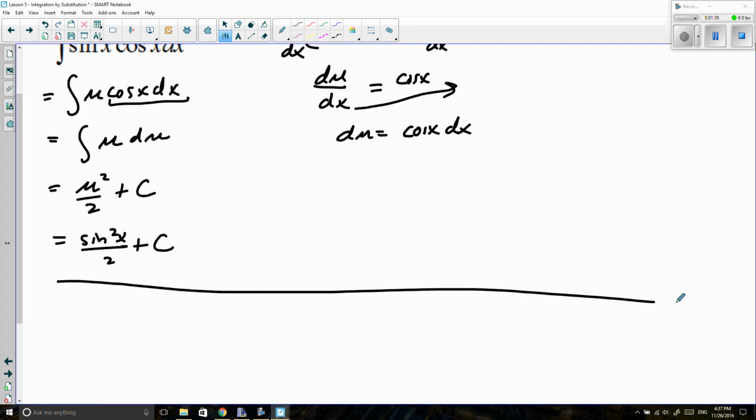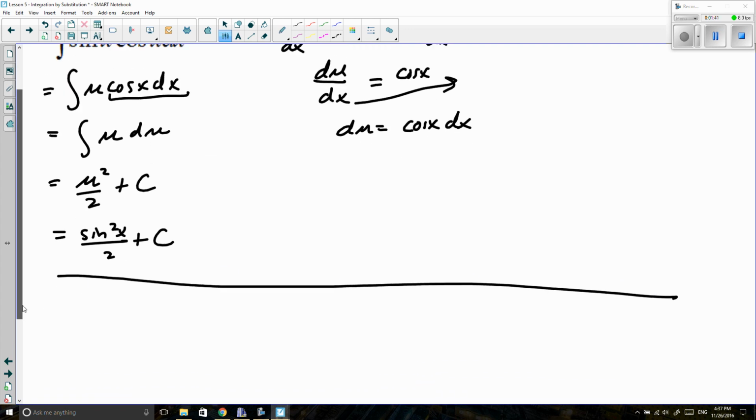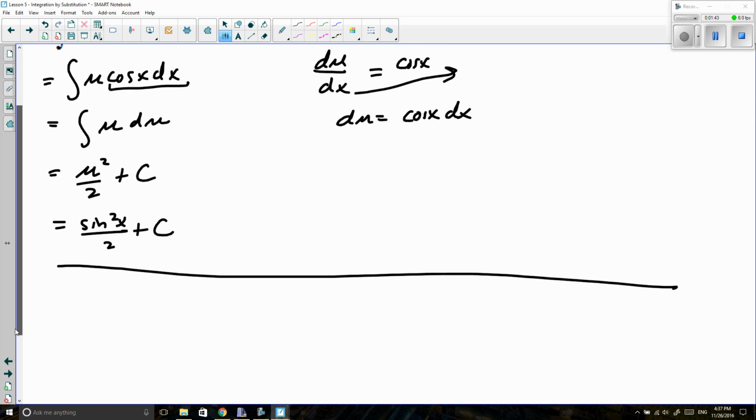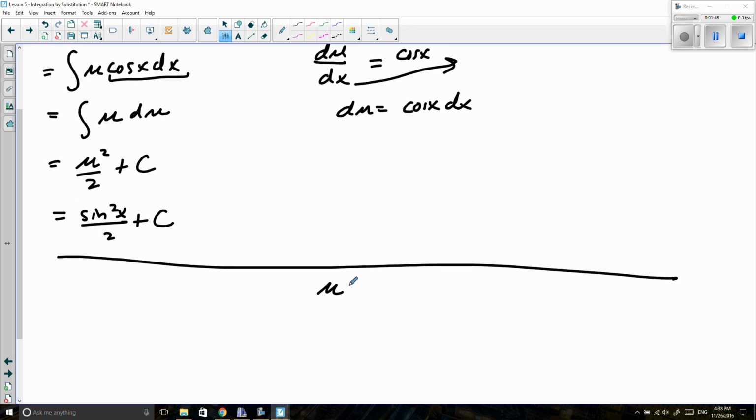But I want you to notice one thing here. We actually could have done the same thing, but instead of letting u be equal to sine x, I could have done it by letting u be equal to cos x. So if I look ahead, if I take the derivative of cos x, I actually get negative sine x. So what that allows me to do, I'm actually going to go back to the original question, sine x cos x dx, that allows me to actually get rid of the sine x in front.